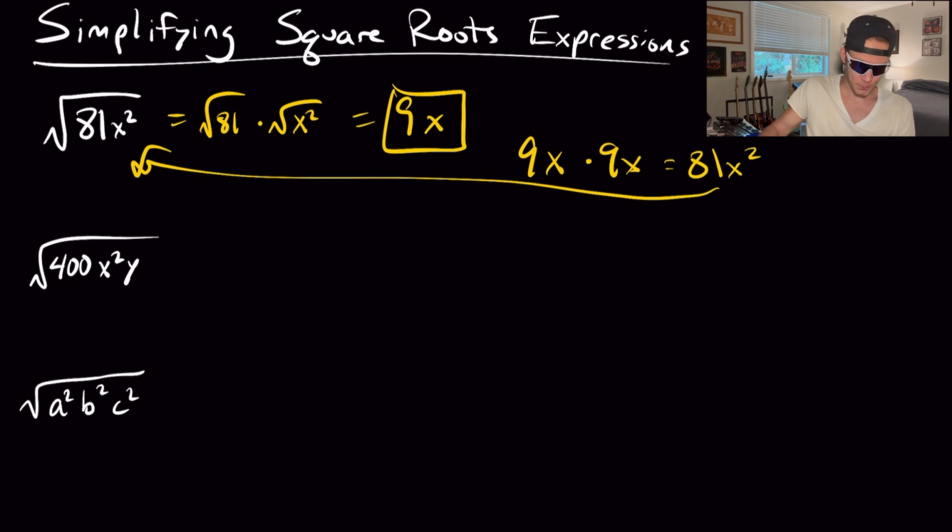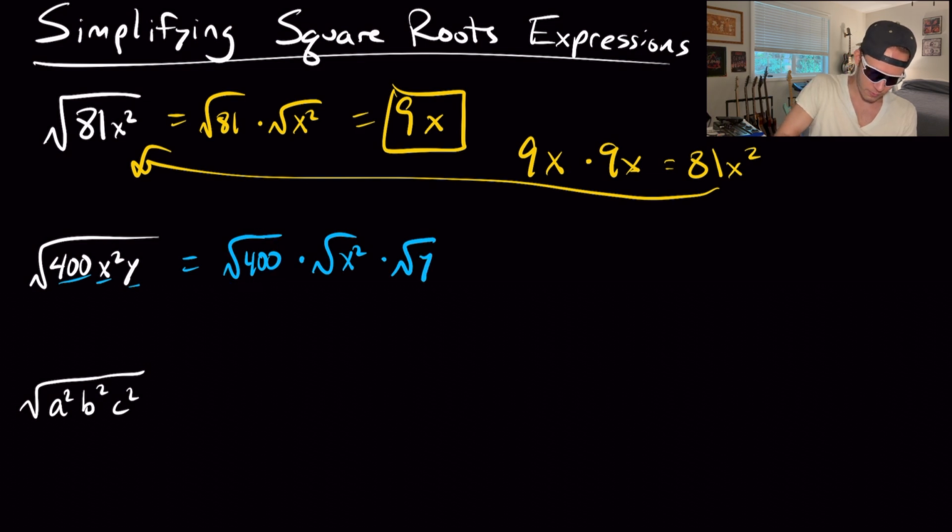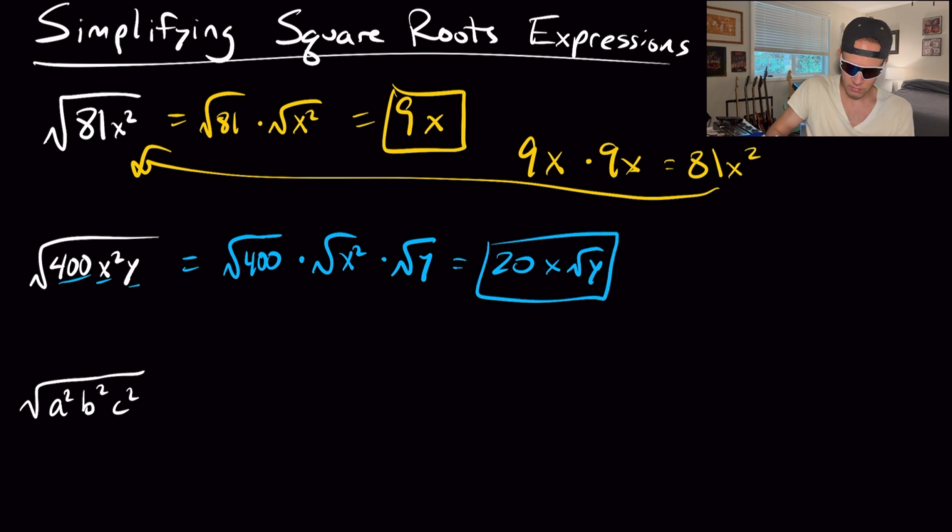Same thing for this next one, square root of 400x squared y. Just give each of those three terms their own square root. So we'll have the square root of 400 times the square root of x squared times the square root of y. Square root of 400, well, that's 20. Square root of x squared is x, like we saw earlier up here. And the square root of y, we can't reduce that any further, so we're just going to leave it as the square root of y. And there's your answer, 20x root y. And if you square that, you will get 400x squared y.